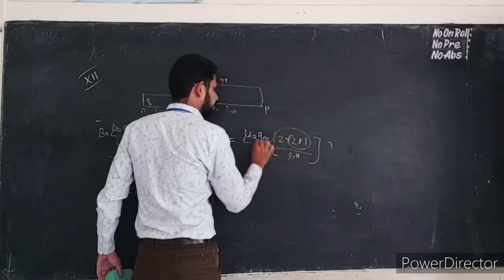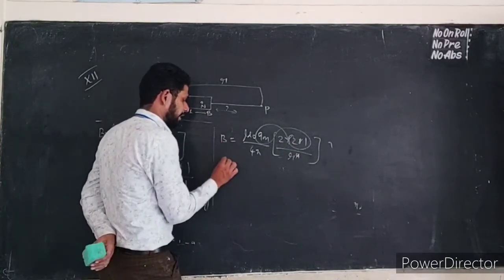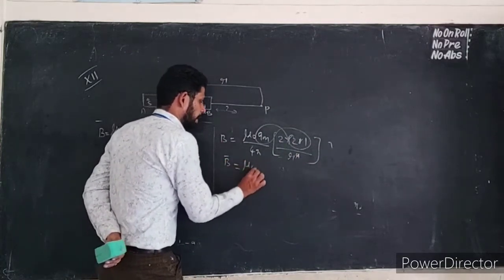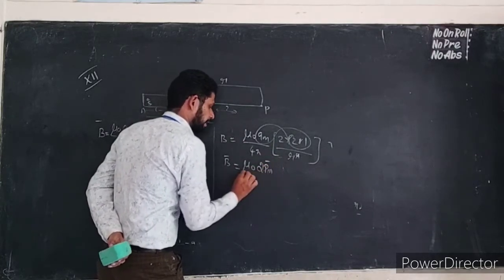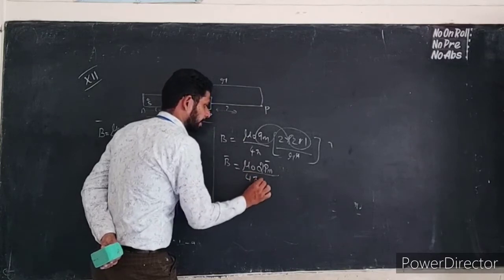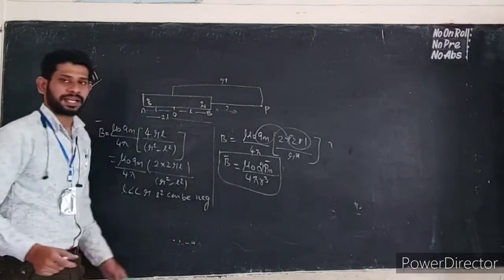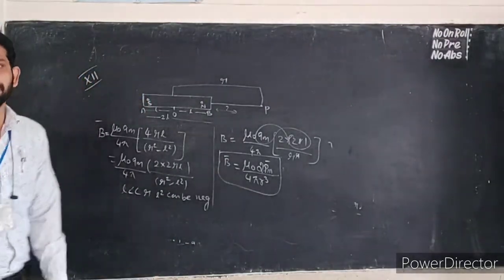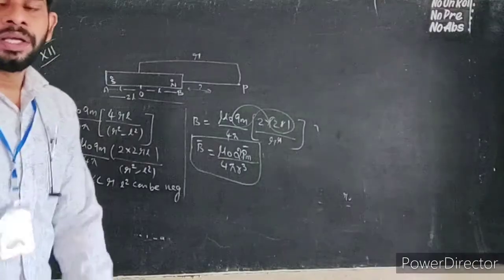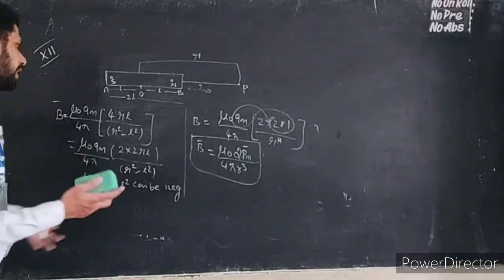2L into qm is nothing but the magnetic dipole moment. So the field is mu naught times 2 times the magnetic moment divided by 4 pi R cube. So this is the magnetic field along the axial line. Okay, the next one, the magnetic field due to the equatorial line.